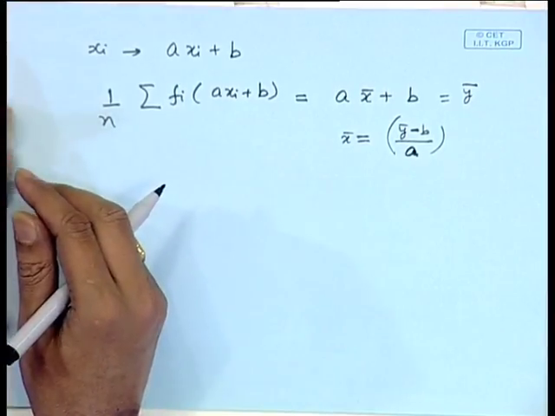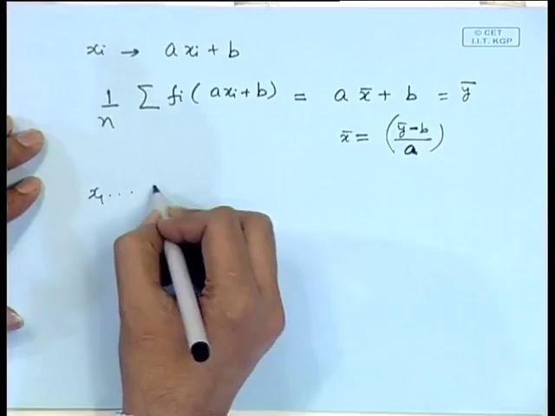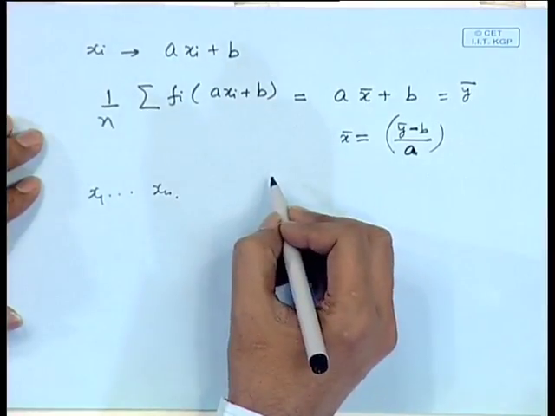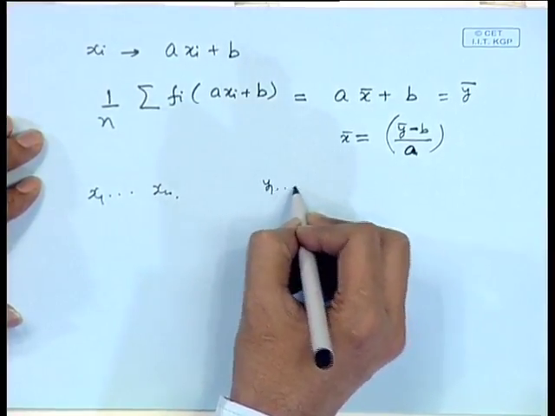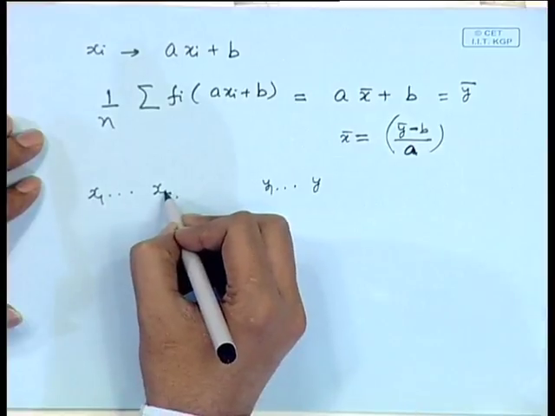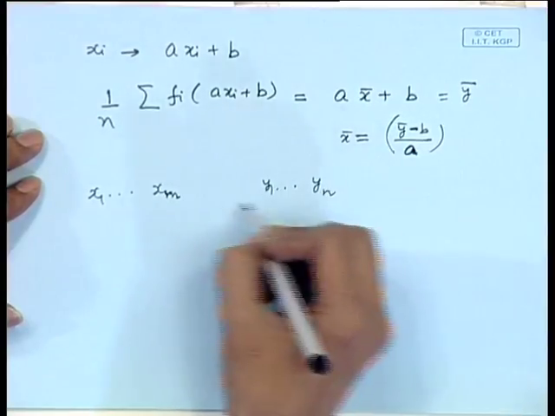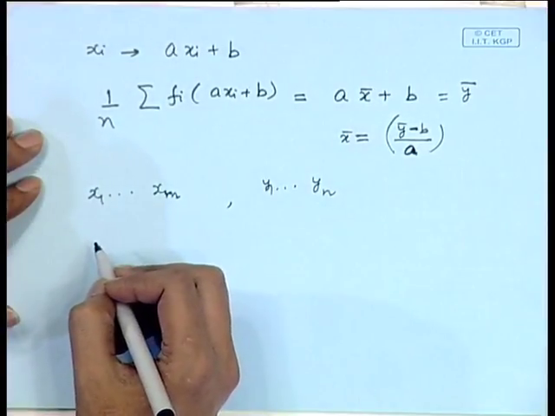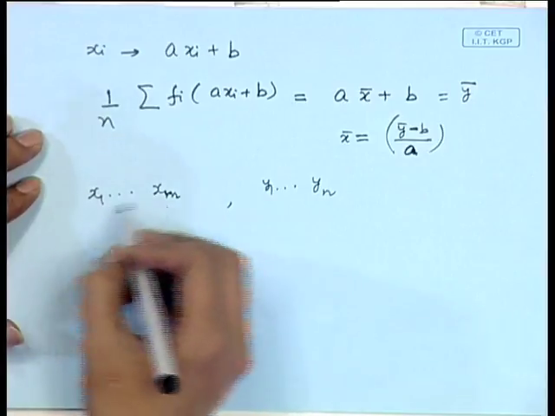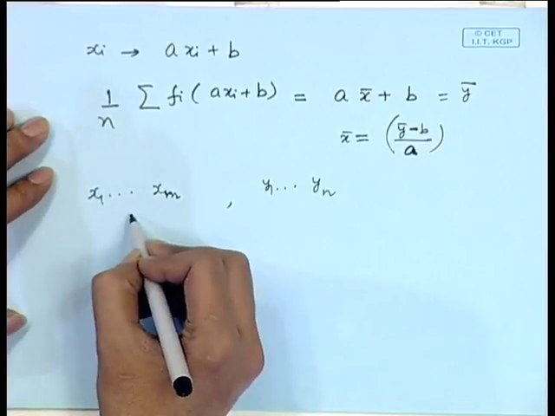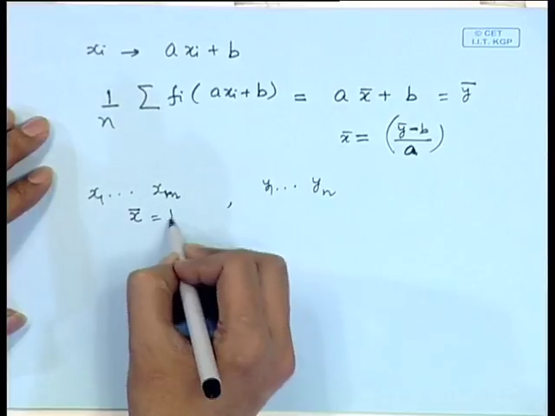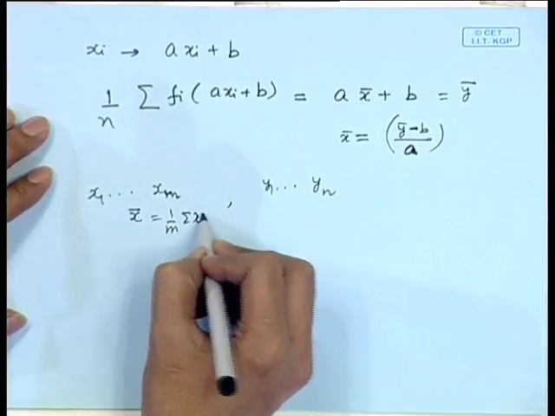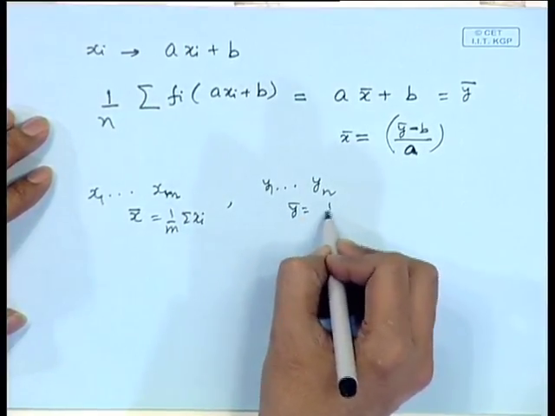Some other useful properties that the arithmetic mean satisfies. Suppose I have two sequences of numbers. Suppose I say x 1, x 2, x n, and say another sequence is say y 1, y 2, y. So, let me put here say m numbers and here I put n numbers. So, I can calculate the means of these sequences. This is x bar, that is 1 by m sigma x i. This is y bar, say 1 by n sigma y i.